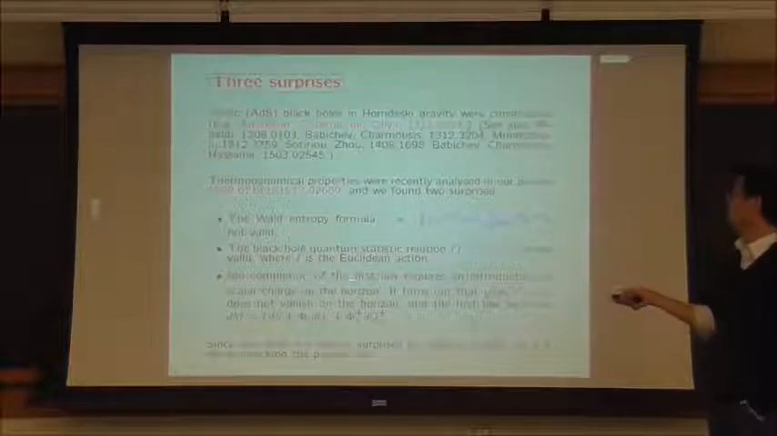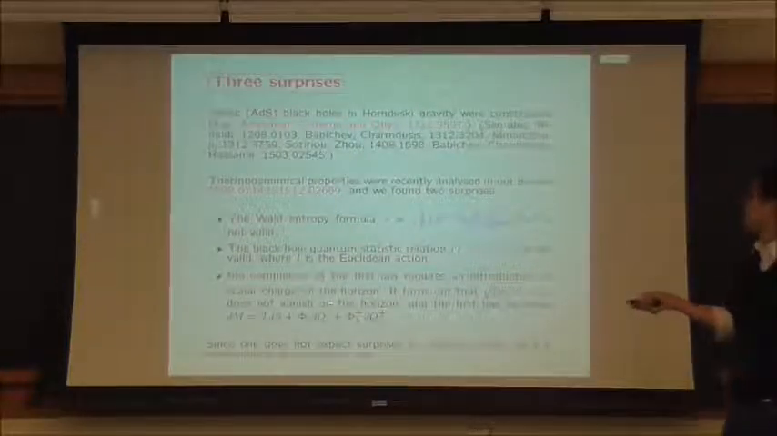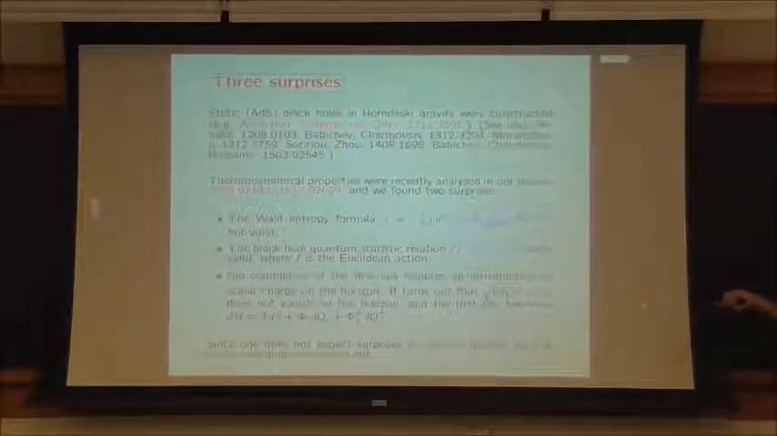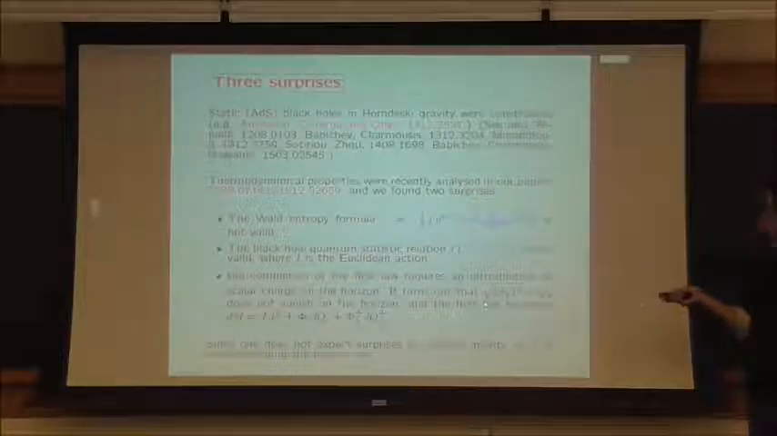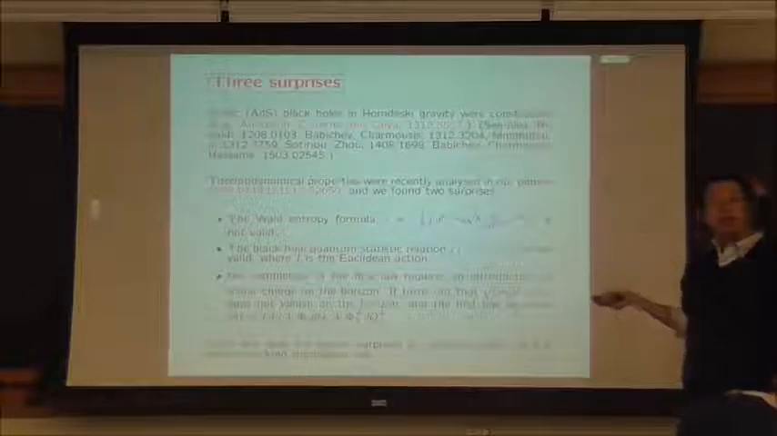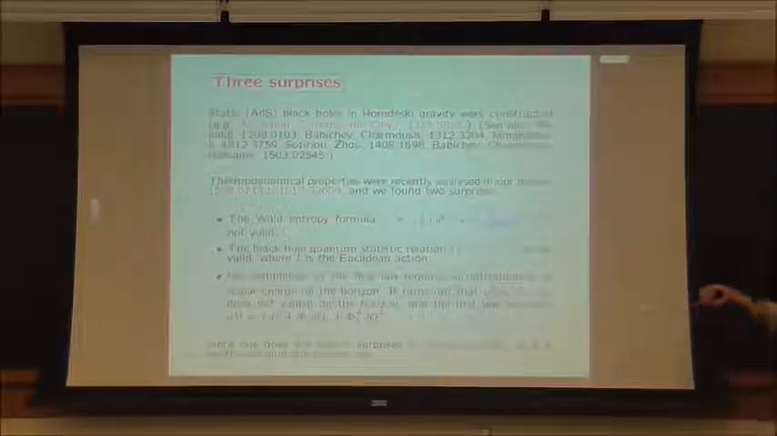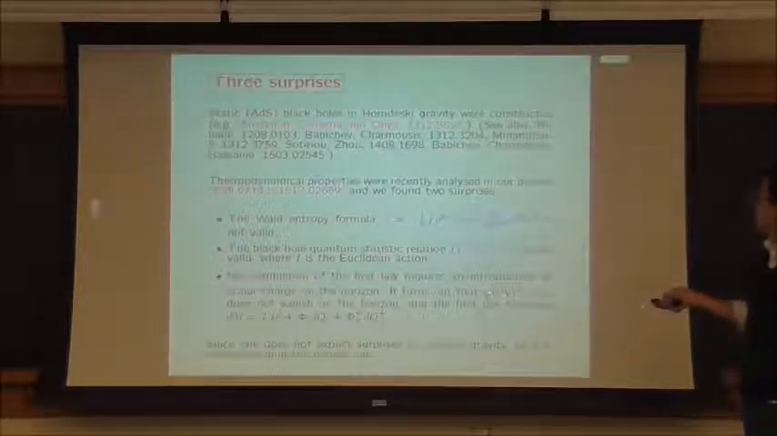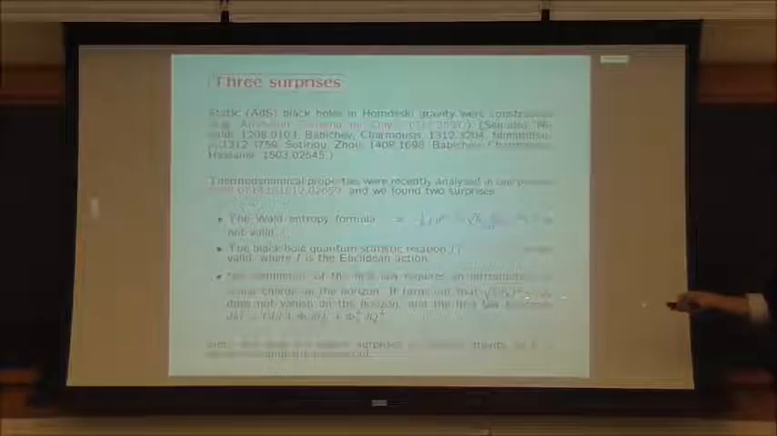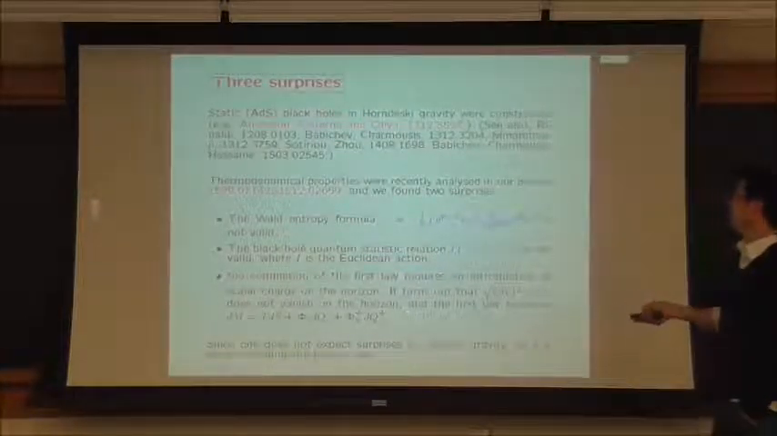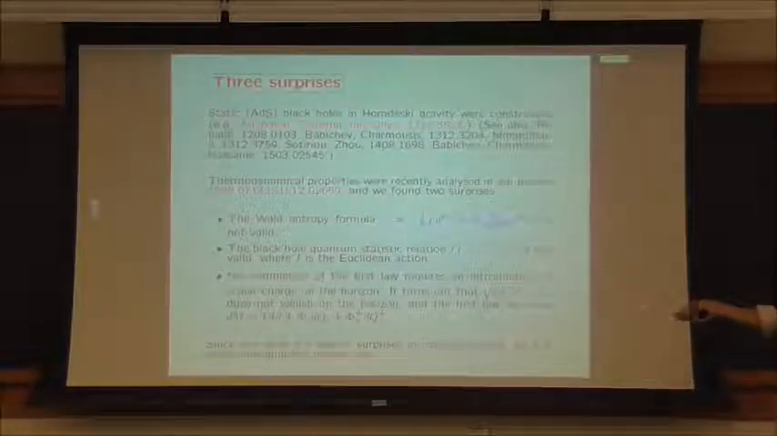The completion of the first law requires an introduction of a scalar charge on the horizon. And it's very different from the usual scalar-haired black holes, where basically the scalar always vanishes on the horizon by the equation of motion. But for Horndeski gravity, it doesn't vanish. And in particular, there is a kind of global charge that can be defined like this on the horizon. And this does not vanish on the horizon, and the first law has to be modified by this.